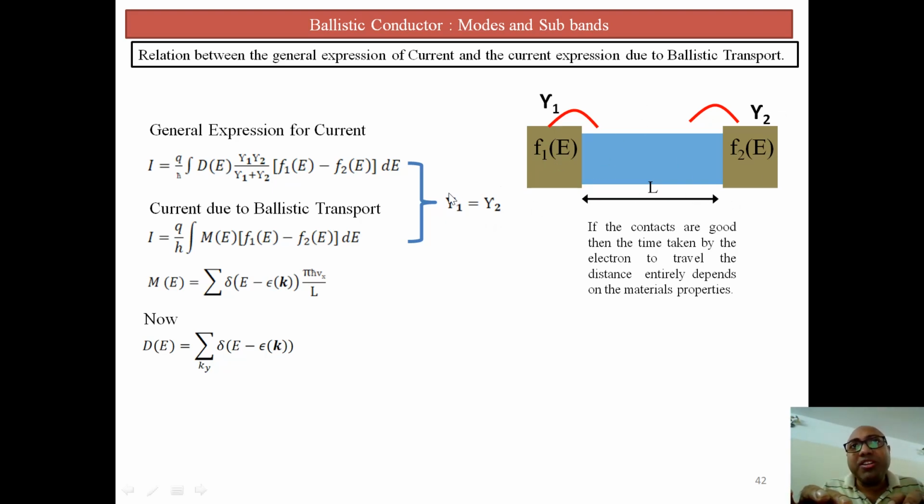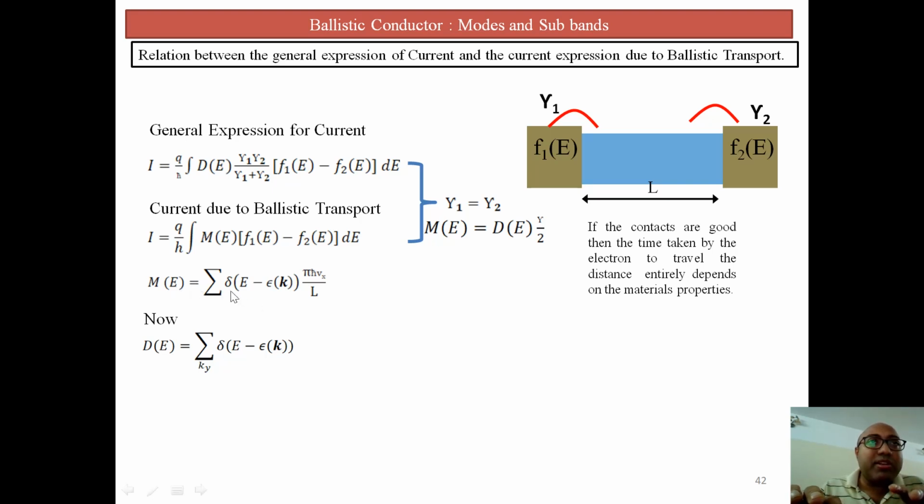With the assumption that gamma 1 equals gamma 2 equals gamma, if you equate it, you get ME equal to D gamma by 2. So ME is equal to D(E) gamma by 2, where D(E) is the density of state. Correct? Fine. Now another thing, look at this expression.